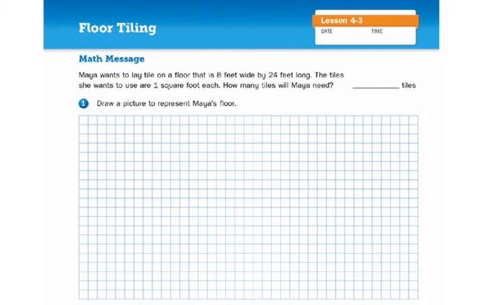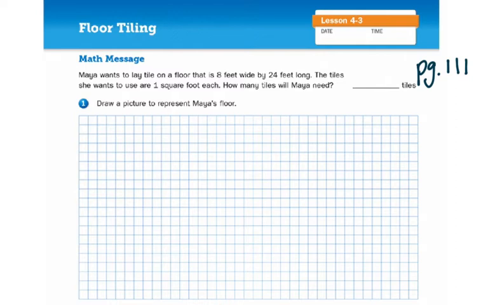Now, we're going to continue to use our whiteboard, so don't put that away yet, but you're going to move to your journal for just a moment, and you're going to move to page 111. At the top, it says floor tiling. Math message. Maya wants to lay tile on a floor that is 8 feet wide by 24 feet long. The tiles she wants to use are 1 square foot each. How many tiles will Maya need?